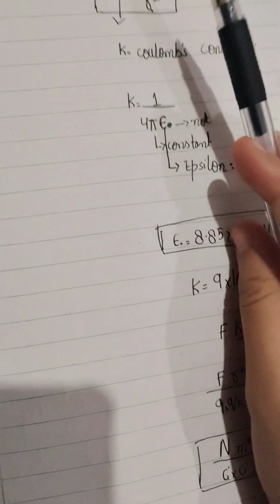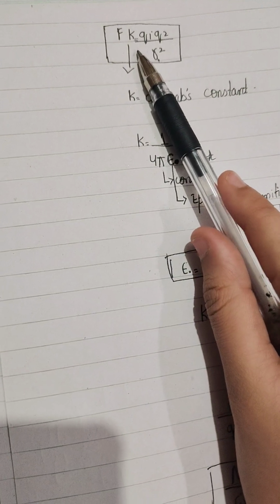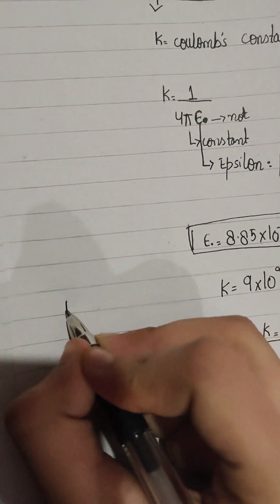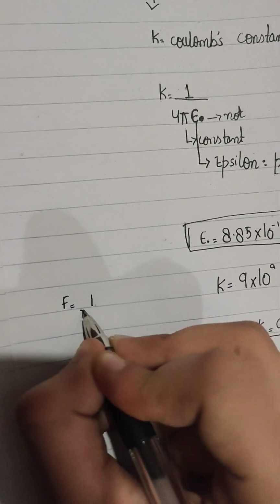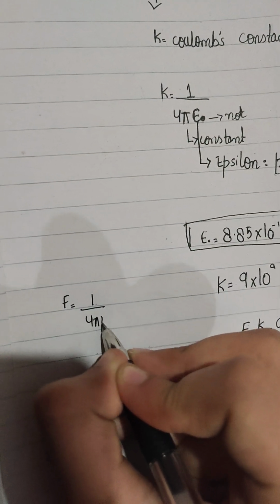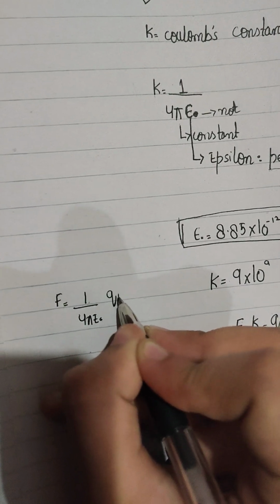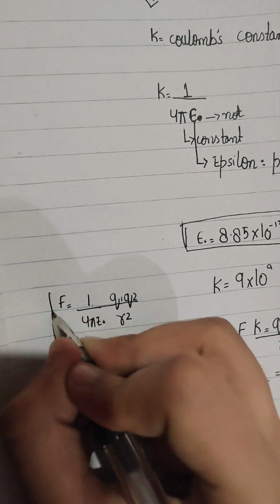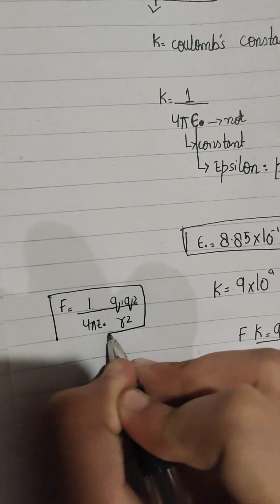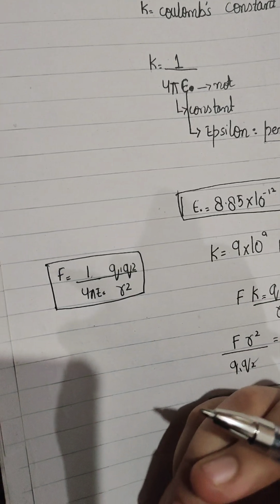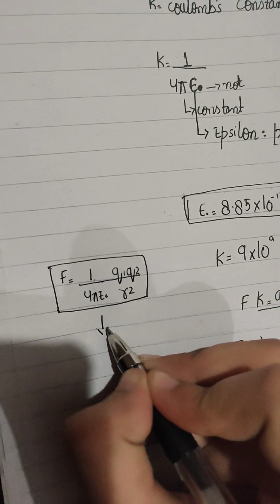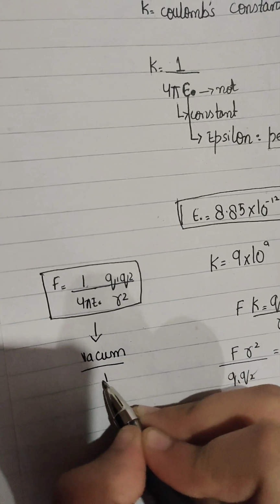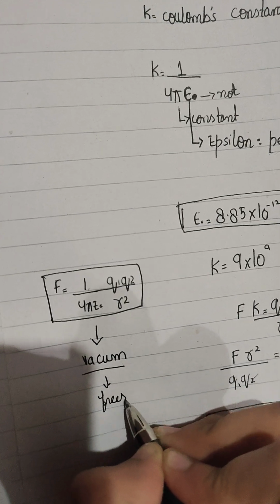So if we place the value of K in this formula, we have F is equal to 1 upon 4 pi epsilon naught Q1 Q2 over R square. This is the whole formula. So when do we use this formula? We use this formula in vacuum, in free space, when the charges are in free space.